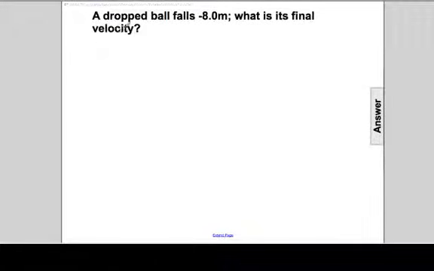In this problem, we have a ball dropping through some distance. The displacement is -8 meters. That means it's falling down. So there's a displacement in the y direction that is, again, negative. What is its final speed?